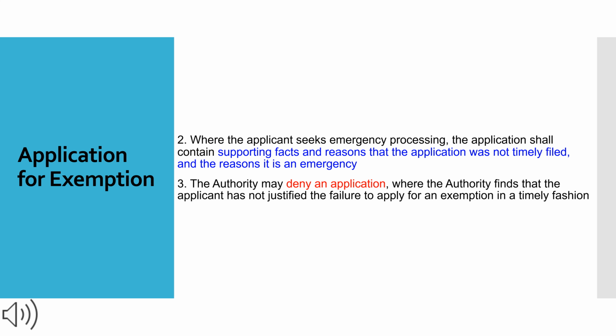Application for exemption. Where the applicant seeks emergency processing, the application shall contain supporting facts and reasons that the application was not timely filed and the reasons it is an emergency. The authority, therefore, may deny an application where the authority finds that the applicant has not justified the failure to apply for an exemption in a timely fashion.